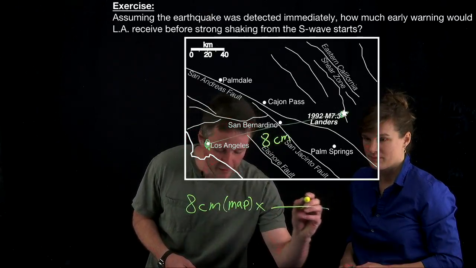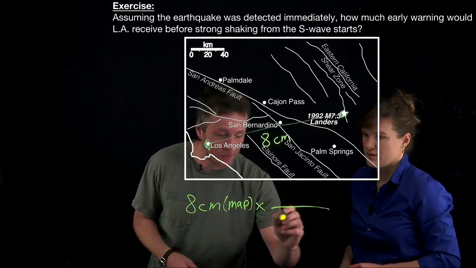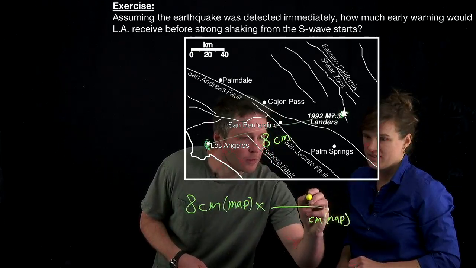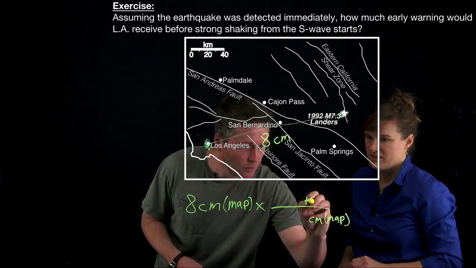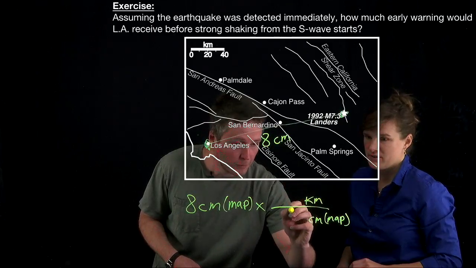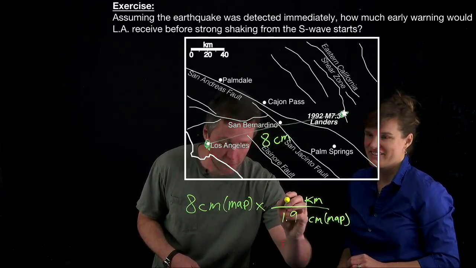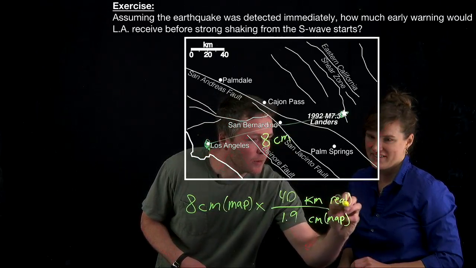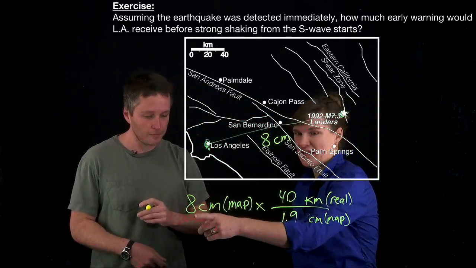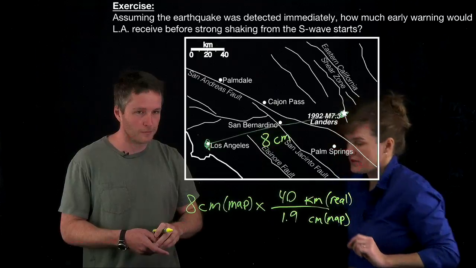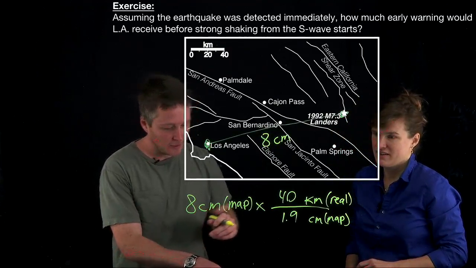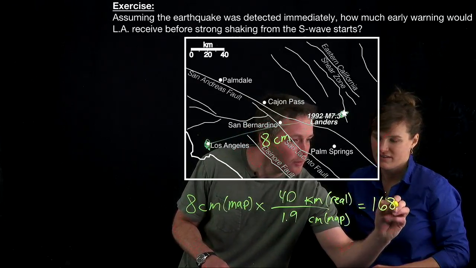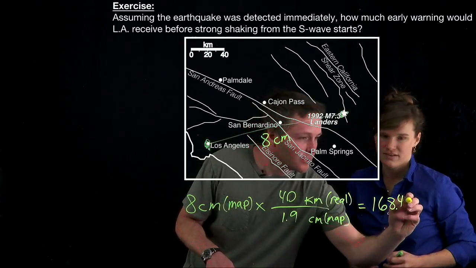So we want to get rid of these map units here. Yeah, so ultimately we want the units to cancel. Okay, and so you said that 1.9 centimeters is equal to 40 kilometers? Right. Yeah, that's in the real world. Okay. So we can multiply these through. 8 times 40 divided by 1.9. Okay, and so for this one we get 168.4, and that's kilometers in the real world.